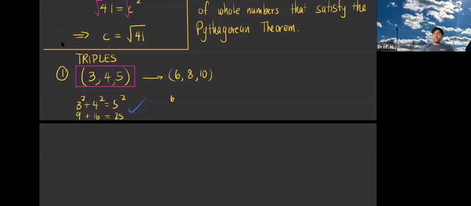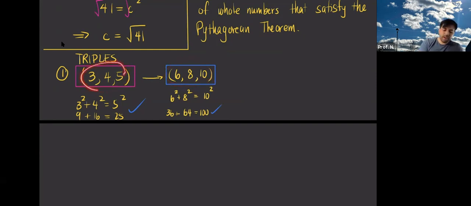Now, is this a Pythagorean triple? We have to check. What is 6 squared plus 8 squared? Does that equal 10 squared? Well, what is 6 squared? 36. What is 8 squared? 64. That equals 100. Yes, indeed. 6, 8, 10 is also another Pythagorean triple. You see that? It satisfies the Pythagorean theorem. So I got 3, 4, 5, double it, and I get 6, 8, 10.